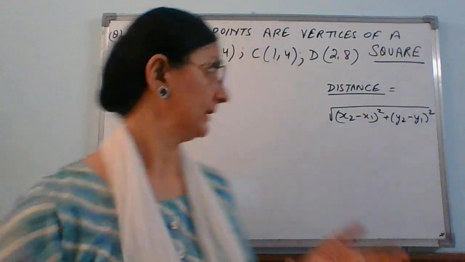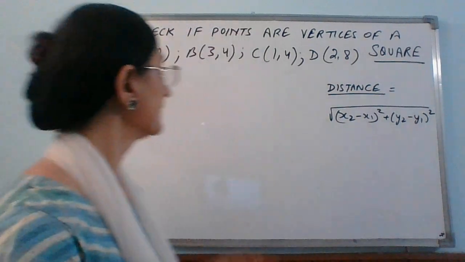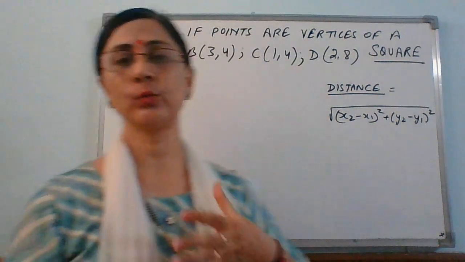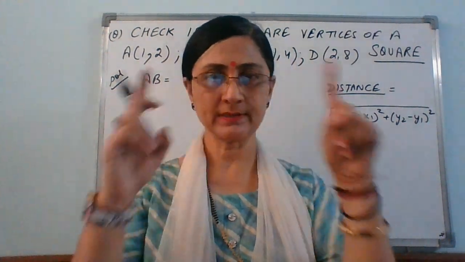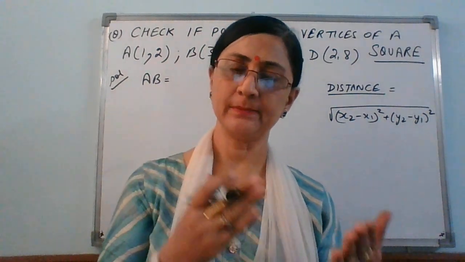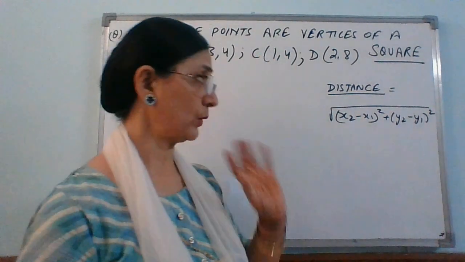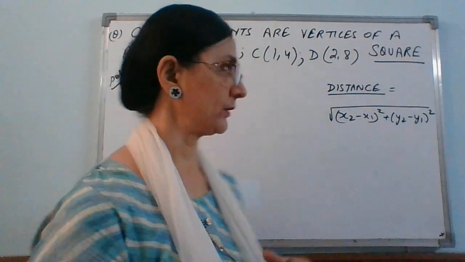Okay, students, now we will be doing one question of distance formula, right? So we have 4 coordinates A, B, C, D, and we have to check whether these are the coordinates of a square or not. So for a square, we know that all sides are of equal length. So let us find out the distance between AB, BC, CD and DA. If all the distances are the same, then it will be a square. Otherwise, no, it will not be a square.